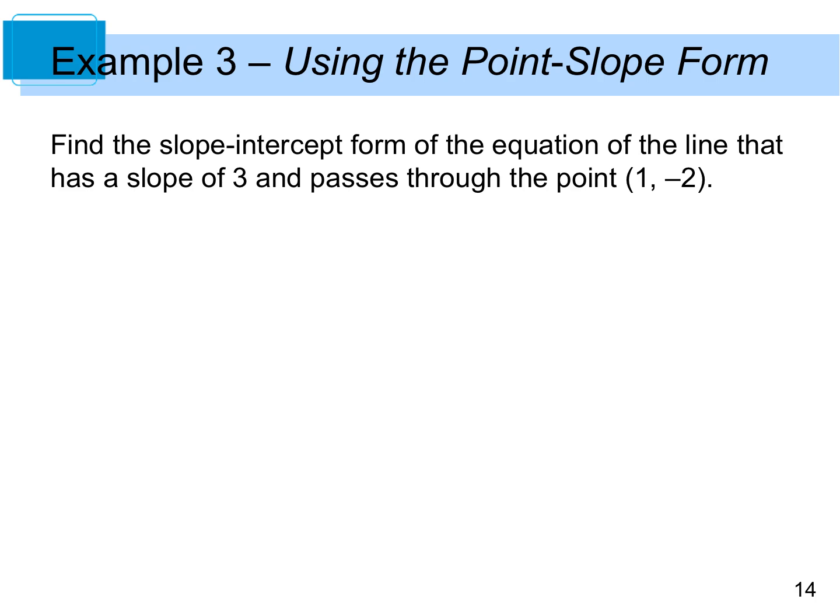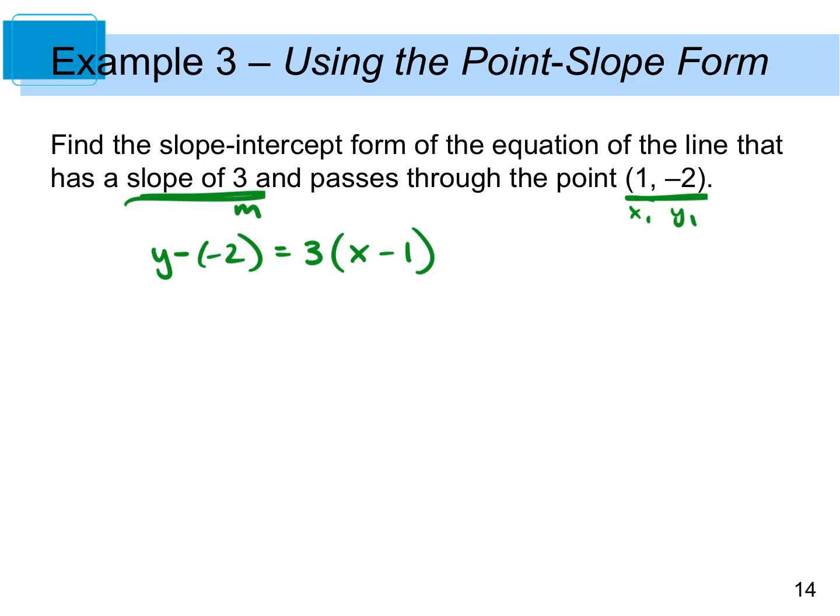So example 3 says find the slope-intercept form of the equation of a line that has a slope of 3 and passes through the point 1, negative 2. So there's a couple different ways that we could do this. Since we're given the point and the slope, we can use point slope form. So my slope is m. My point's going to be x1, y1. So I'd say y minus y1, so minus negative 2, is equal to m, which is 3, times x minus x1, so x minus 1.